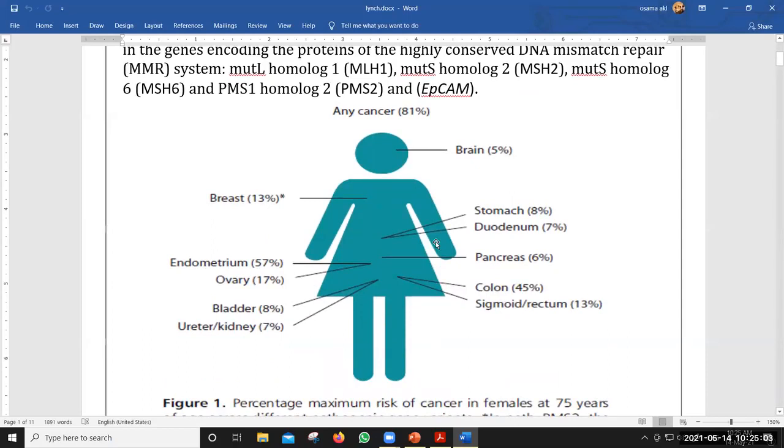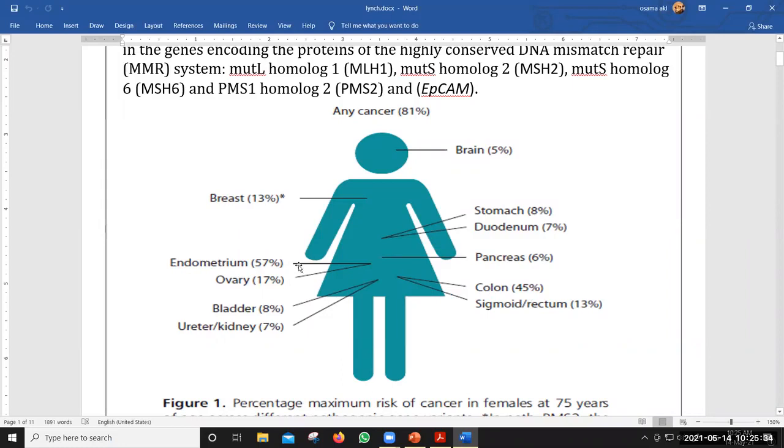pancreas, colon. Look at these numbers and tell me which one will be more common in females? Which cancer will be more common in females? Endometrium. Perfect. Endometrium 57, colon 45. You are right. But Lynch syndrome also happens in males. What will happen in males? The 45% of colon is also present in males, but endometrium is not present.